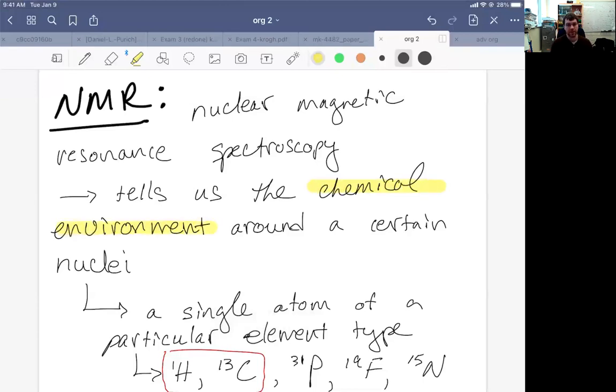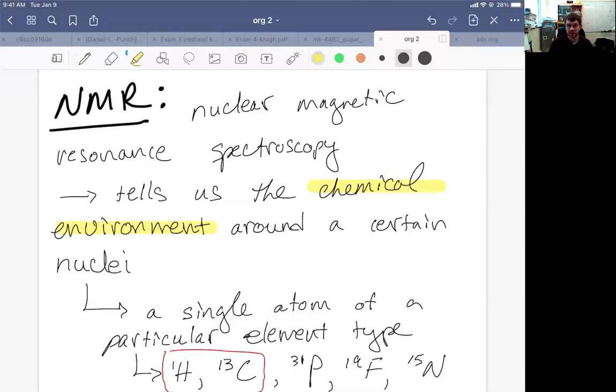We do that to gain insight into its chemical environment. Those two words, chemical environment, I guess resonate with you a little bit. What this means is what type of environment, what type of surroundings, does this element that we're studying have? So, the chemical environment around a certain nuclei.